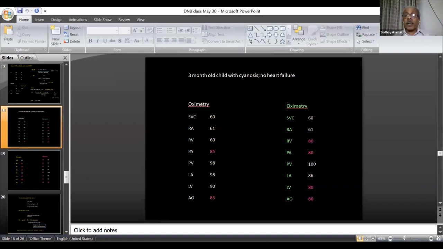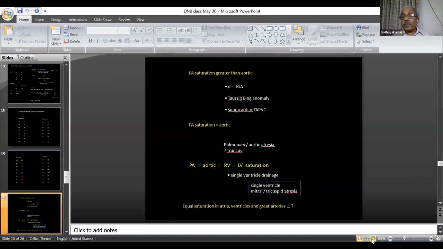Here you find the aortic is 70, pulmonary artery is 90. That is, pulmonary artery is greater than aortic. Okay. Now I will tell the conditions. One, PA saturation more than aortic. Classically, it is DTGA, which physiologically is DTGA or TGA circulation. And a minor increase in the PA saturation can occur in a supracardiac TAPVC. It's only 2 to 4%, nothing great.